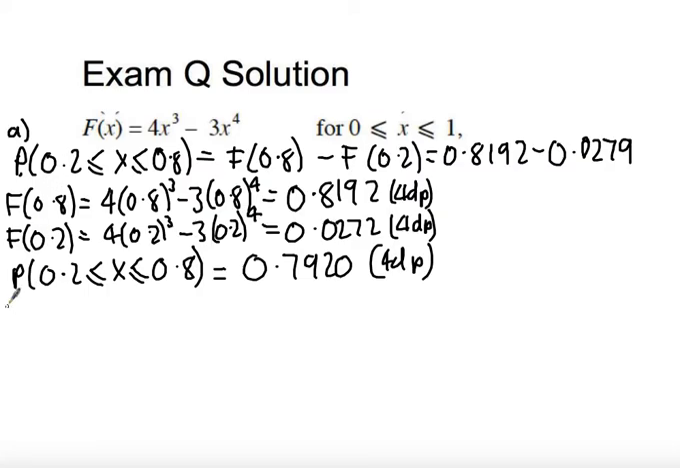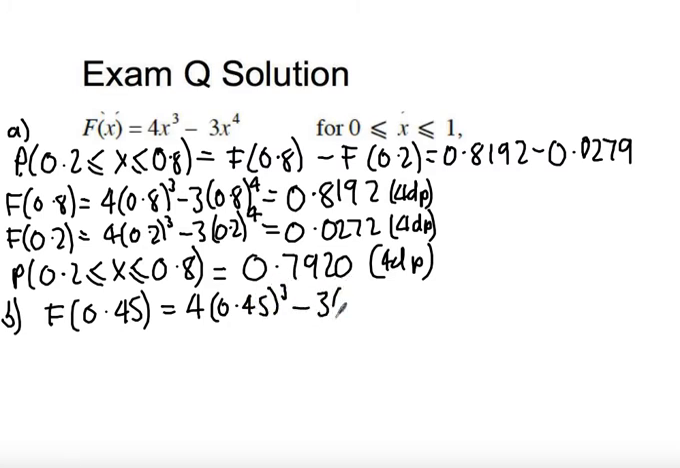So part B, start off by doing F of 0.45. So we're going to have 4 lots of 0.45 cubed minus 3 lots of 0.45 to the power of 4. Well, if we type this into a calculator carefully and just evaluate that, we get a value of 0.241, which of course is just less than 0.25.